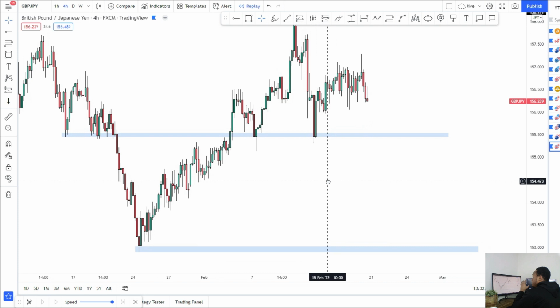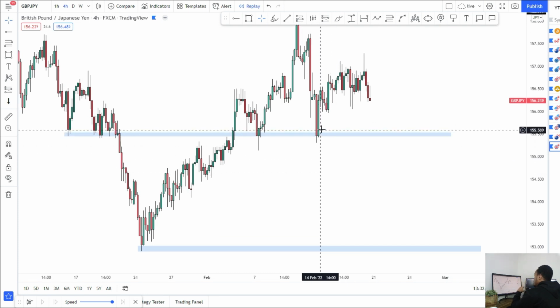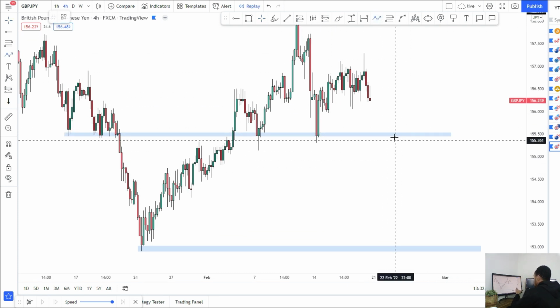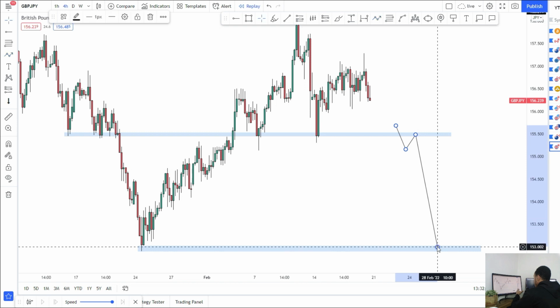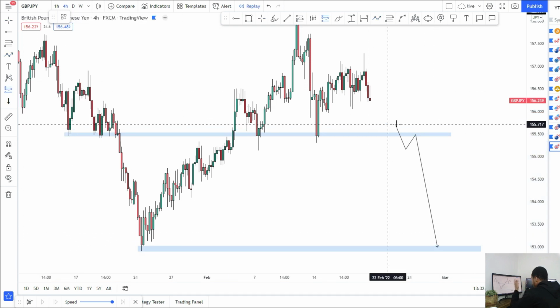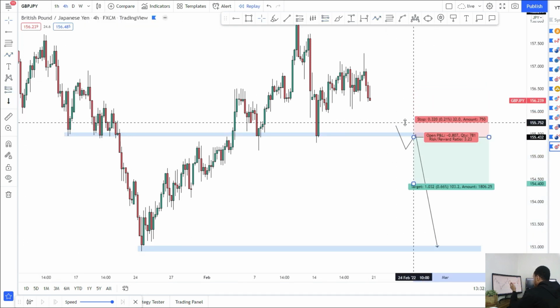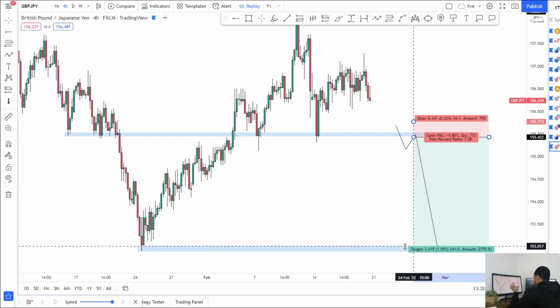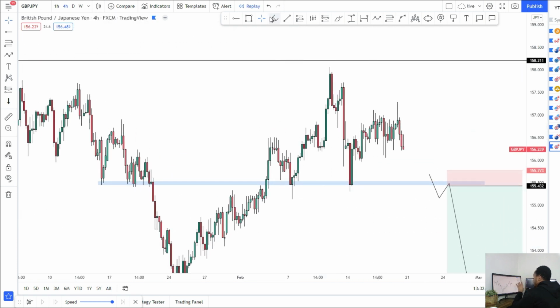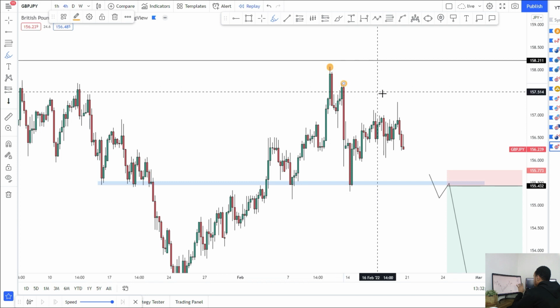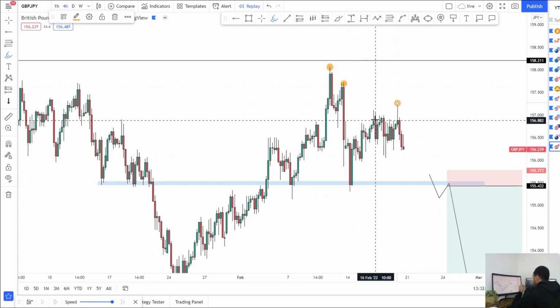So the main kind of setup I'm looking at for pound JPY, the cleanest one would be the break and retest of this level, and looking for that sell, which may or may not happen next week, but that's the main thing I'm looking for. Like I said, it does look like the market is starting to put these lower highs in, especially with those wicks and those impulsive moves.